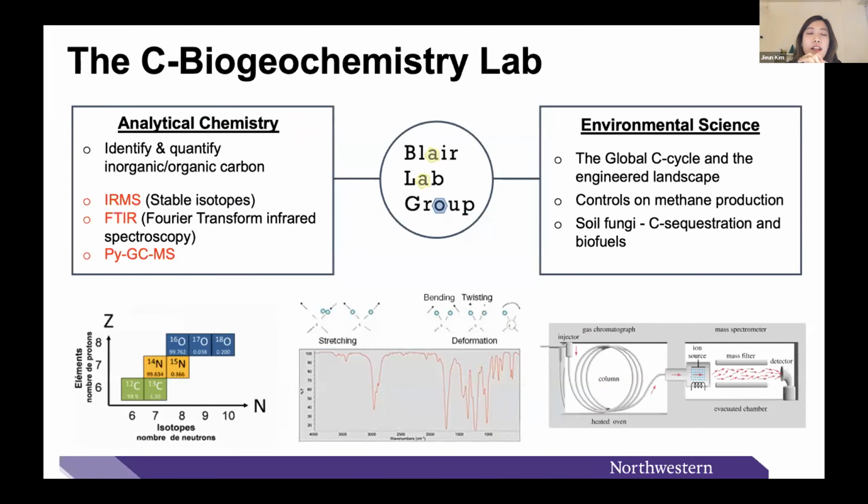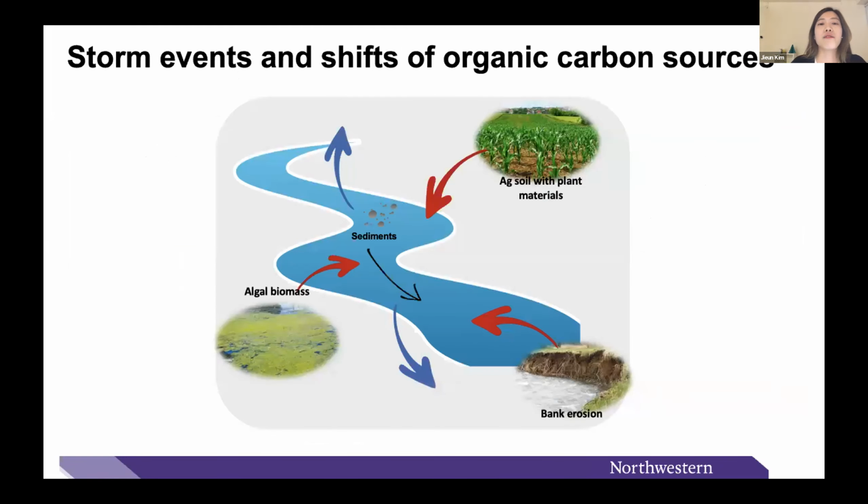our lab uses a range of analytical tools like elemental analysis, isotope measurement, and FTIR for functional group analysis, pyrolysis GC-mass for molecular analysis. And using those analytical tools, I am currently working on understanding the dynamics of particulates in rivers during storm events. So rivers play an important role in connecting different places in the environment.